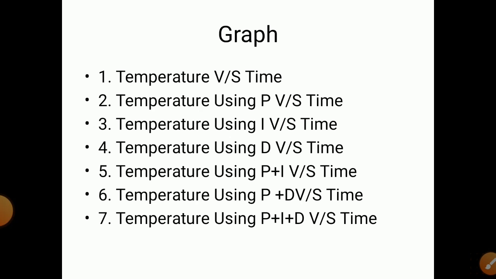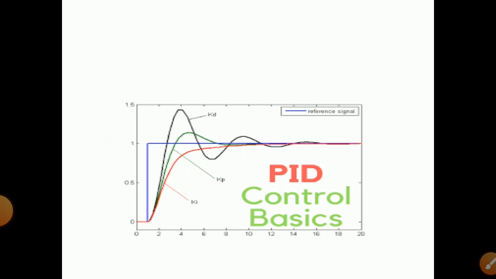First is temperature versus time, very simple, when no controller is selected. At that time you have to draw the graph. After that, temperature using P versus time, when you are using only P, then temperature using I versus time, then D, then P plus I, P plus D, and P plus I plus D. So you have to plot all the graphs. All the readings you have to plot in the form of graphs, and you have to see the results. What are the observations from the graph?